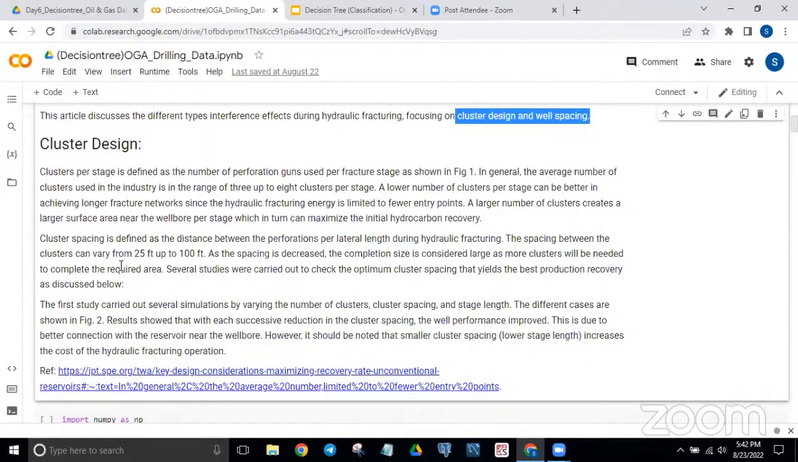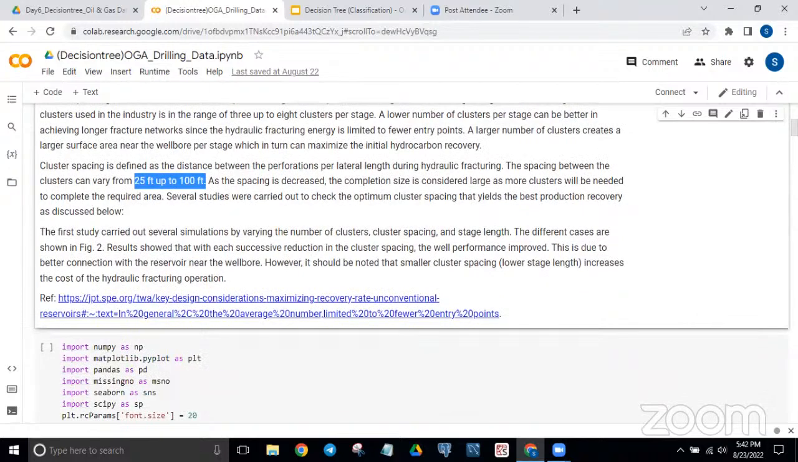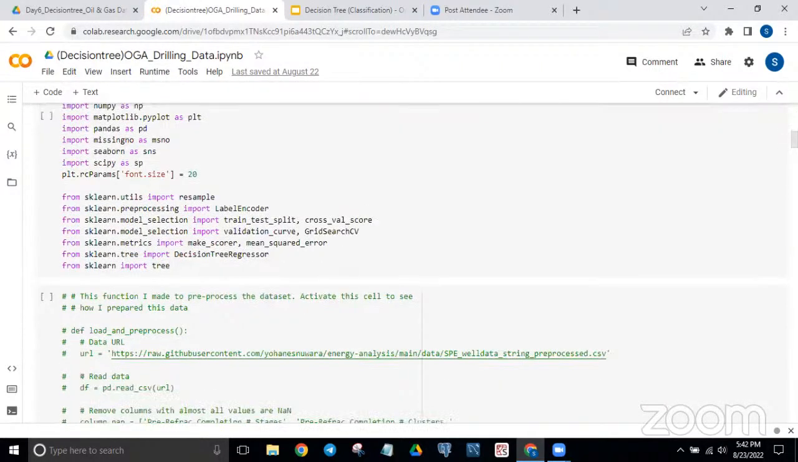So we have looked into factors like the spacing between the clusters, which can vary from 25 to 100 feet here. How the process happens here is also very important. These factors we have to take into consideration. So different wells will be formed and we are going to get the well data.